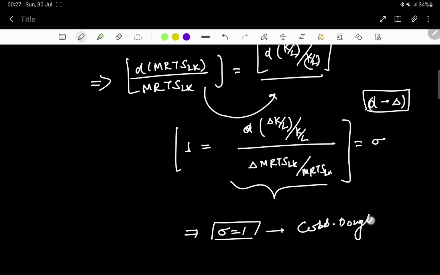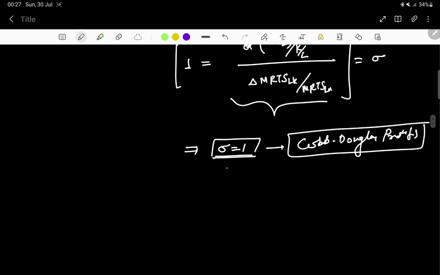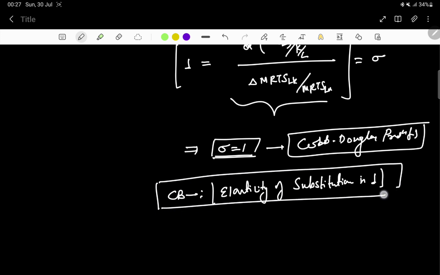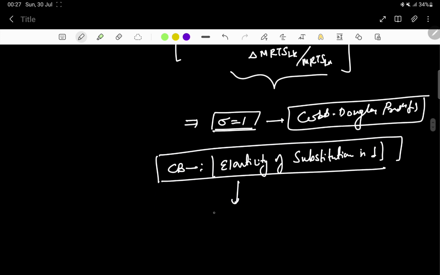So we have got one very good identity, that for the Cobb-Douglas production function, the elasticity of substitution is 1, and we can remember this fact, and it is quite useful if you look into the Indian Economic Services or UPSC economics optional.